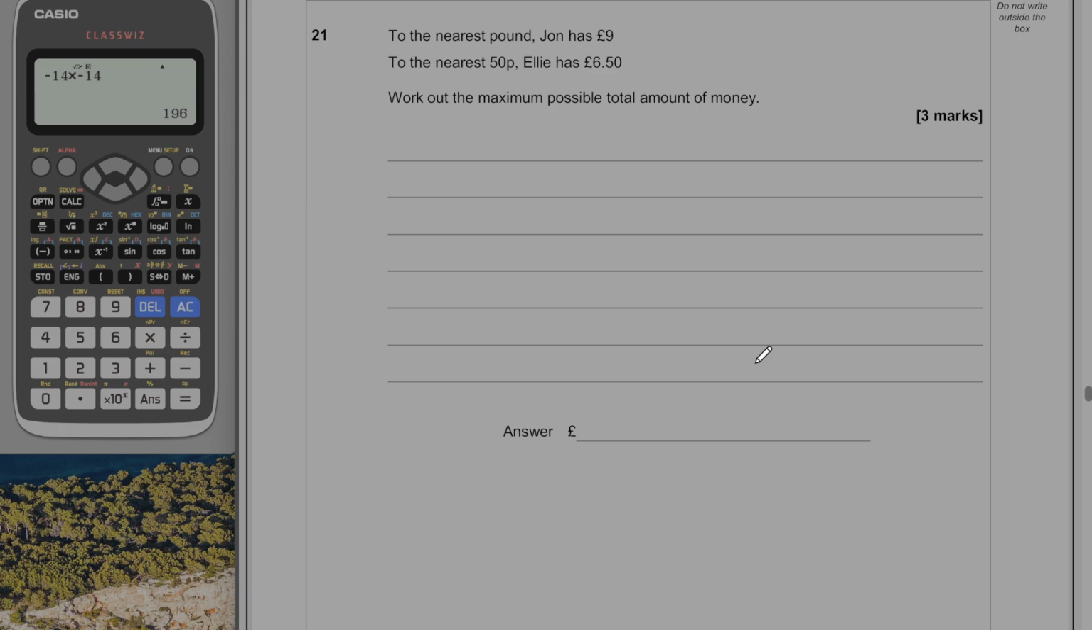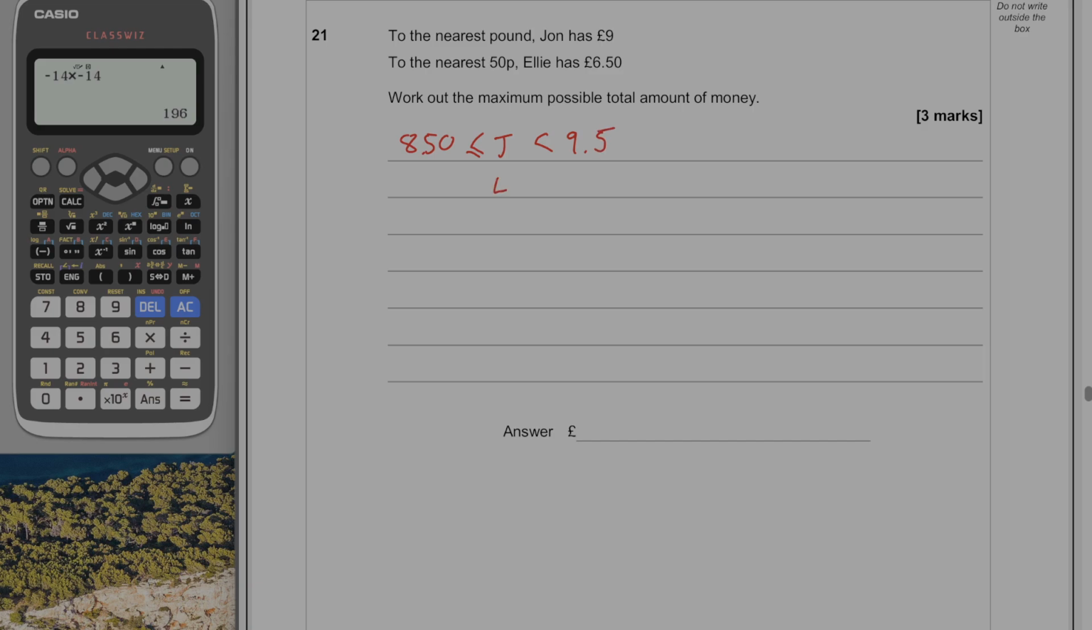Right, question 21. To the nearest pound, John has £9. To the nearest 50 pence, Ellie has £6.50. Work out the maximum possible total amount of money. Okay, so if we look at John first of all, if John has £9 to the nearest pound, then his money has got to be bigger than £8.50, but less than £9.50.